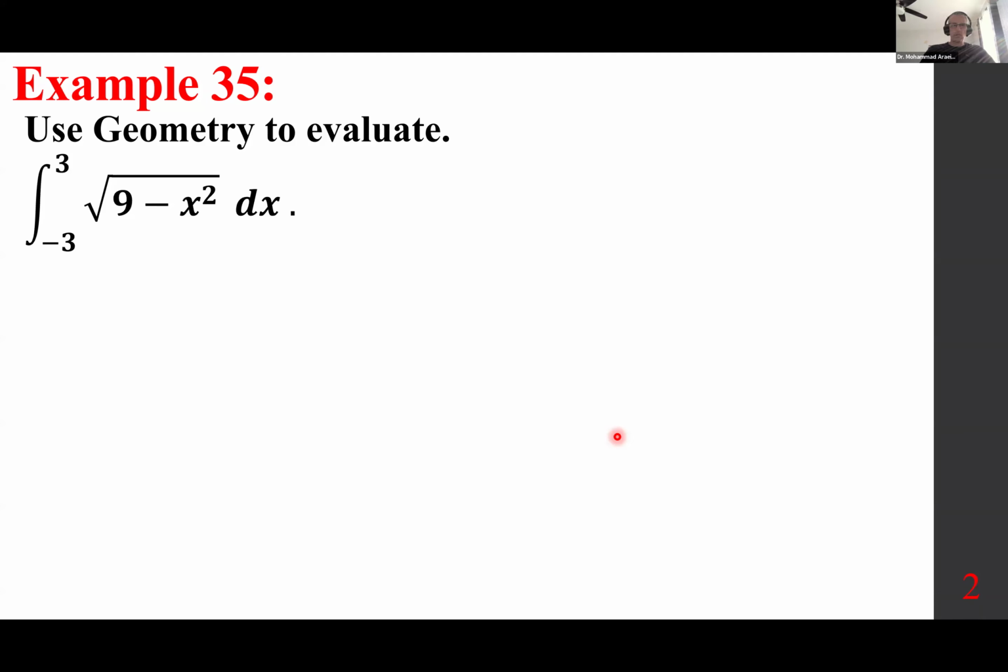And reminding everyone, a circle with center 0, 0 is in the form x squared plus y squared equals r squared. With a different center h, k: x minus h quantity squared plus y minus k quantity squared equals r squared. And the area is pi r squared, circumference is 2 pi r. In this case, if you square both sides, and then move the minus x squared, you get to this, which proves it's a circle centered at 0, 0 with radius 3.